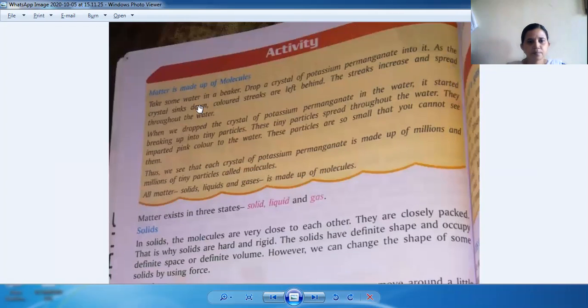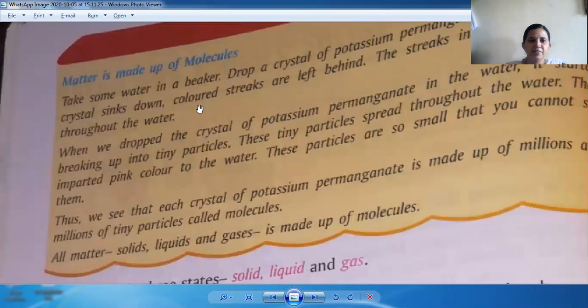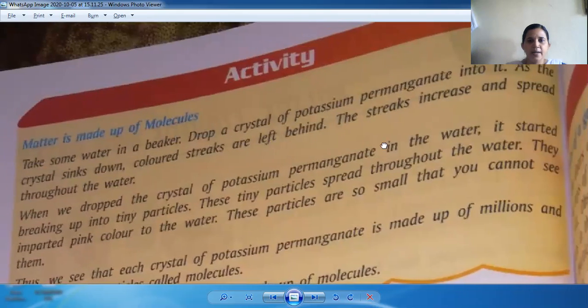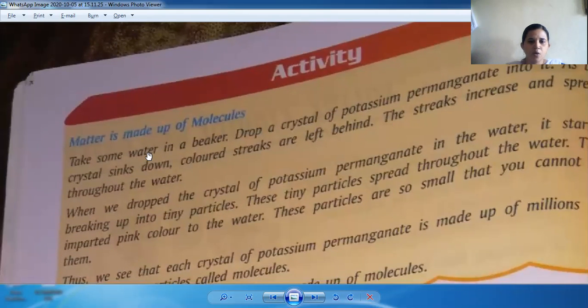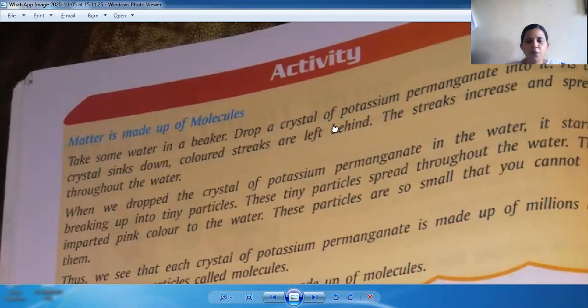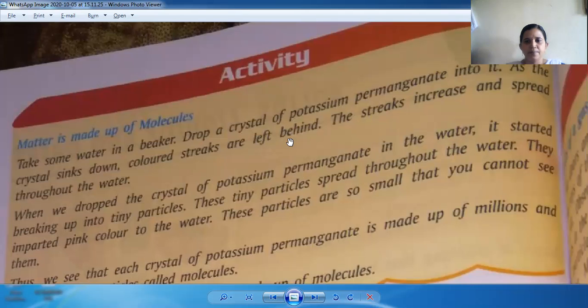See here, they had given one activity. Matter is made up of molecules. So we had stated the statement. Now let us see. Take some water in a beaker. Drop a crystal of potassium permanganate in it.